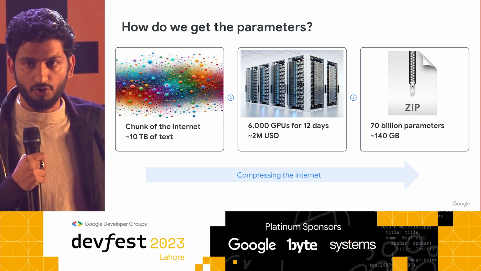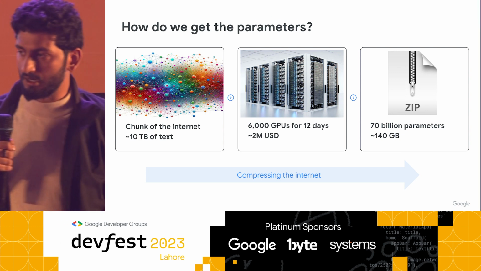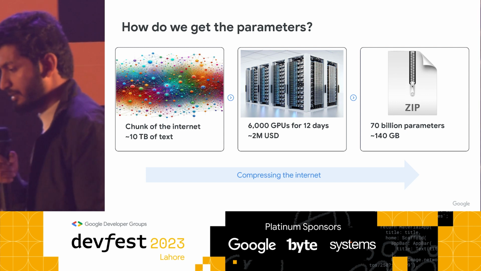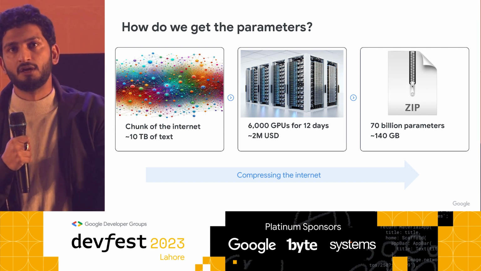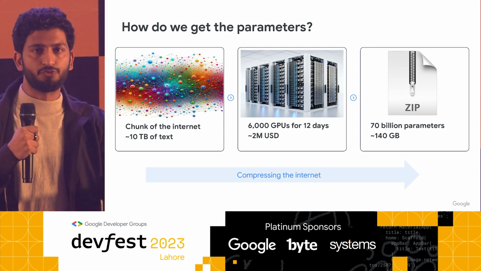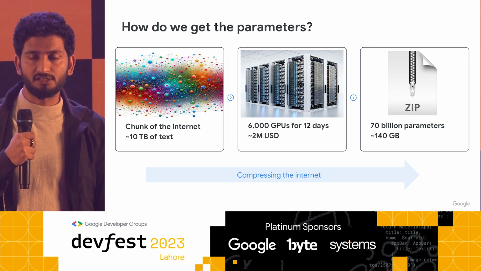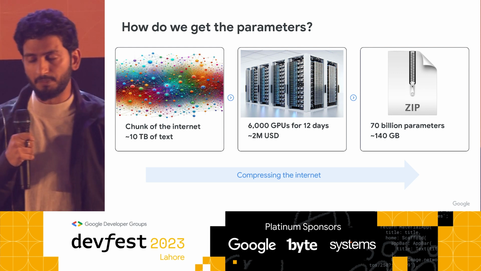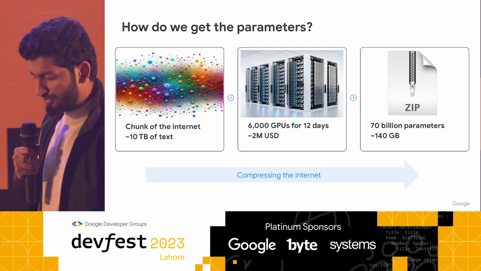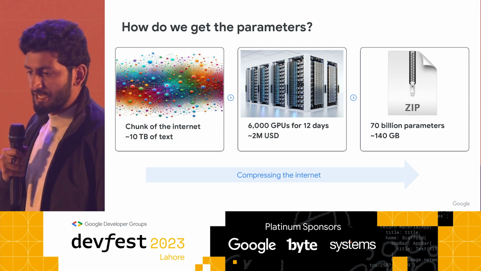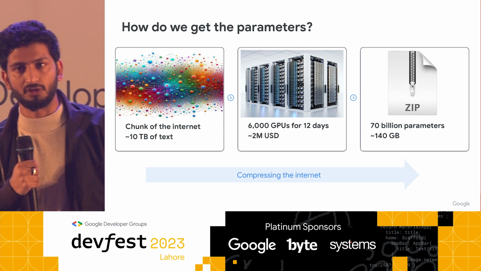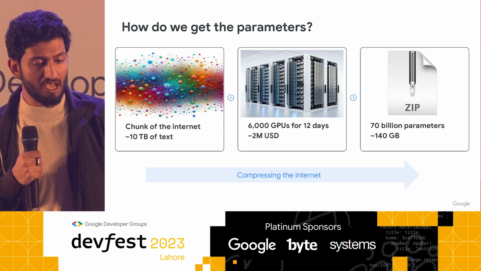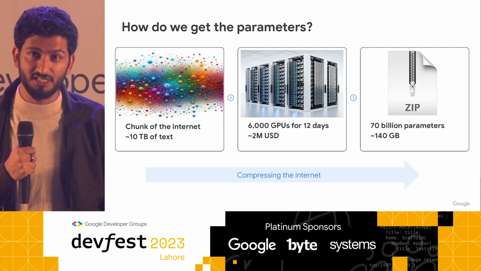And this compression requires a lot of compute. That's the main reason why running these models is expensive. That's the main reason why GPT-4 requires you to buy a ChatGPT Plus subscription, and Gemini Ultra is not public, because it just takes a lot of money to actually train these models. In this case, it takes around 6,000 GPUs running constantly for 12 days.